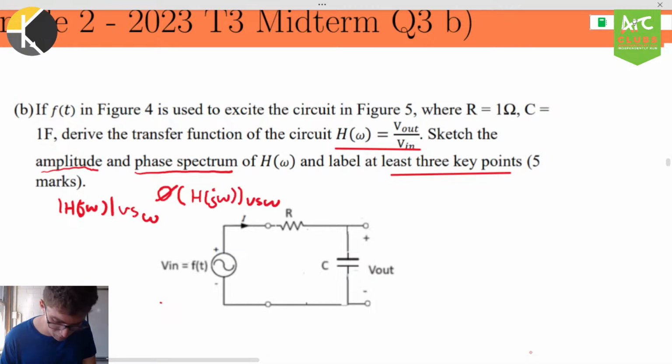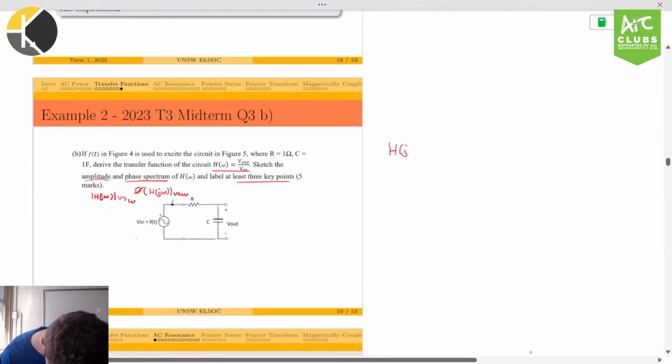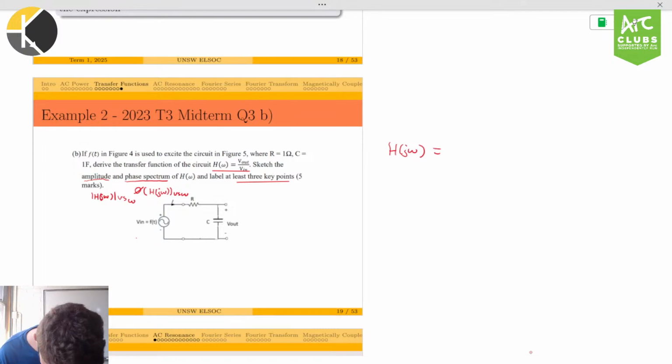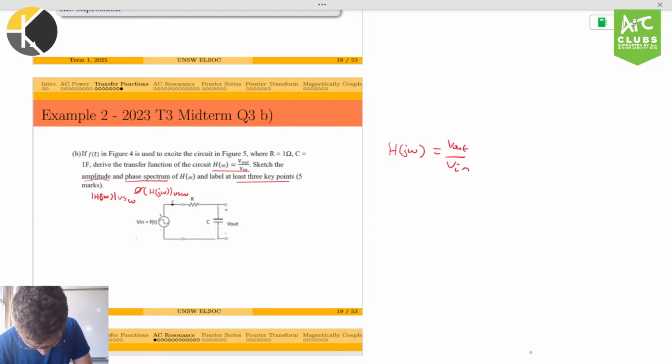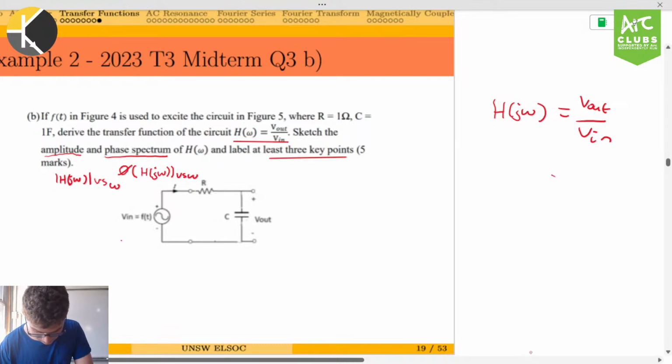Okay, so why don't we figure this out quickly? H of j omega is going to be equal to V out over V in. This is what we want to find. Next part, we are going to use a voltage divider. Everyone remembers the basic voltage divider? Take that as a yes.